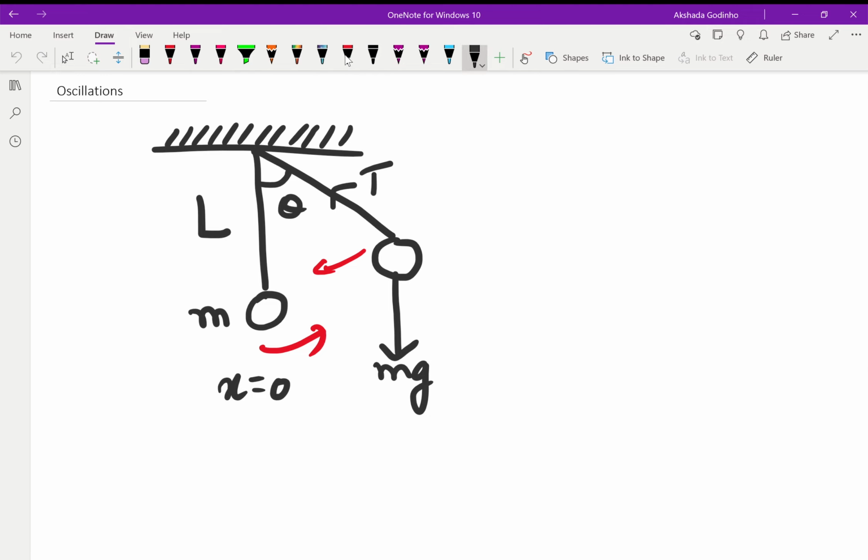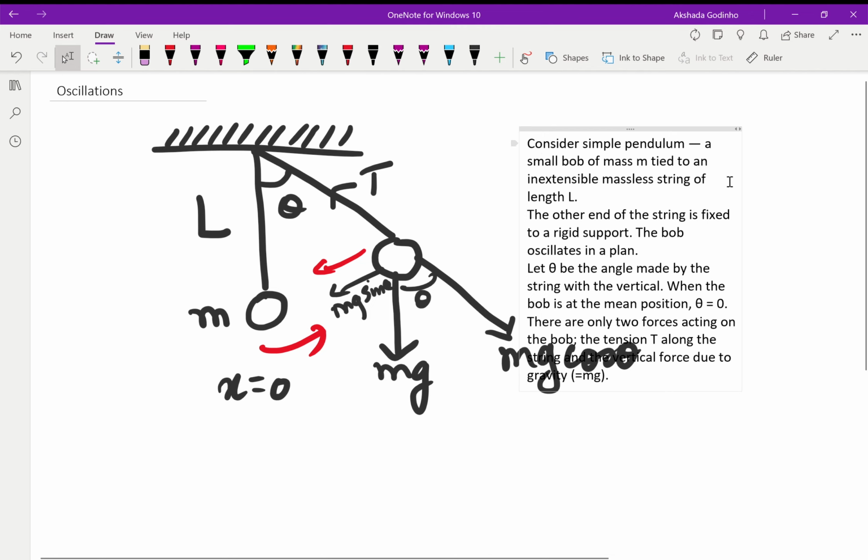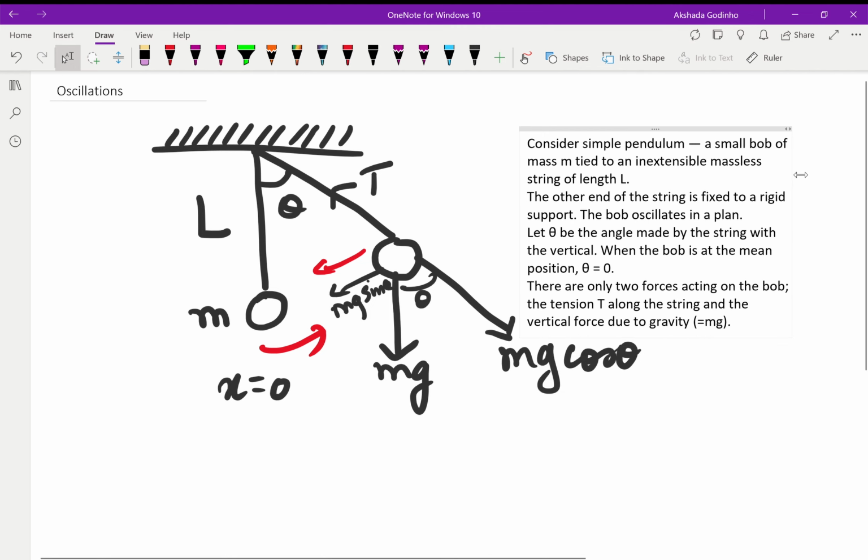So we are going to resolve mg. If I resolve mg at this theta angle, I will get mg cos theta here, and here I will get mg sin theta. Once you've done this, then you can go on to write a little bit about the derivation. This is important. You have to write something.